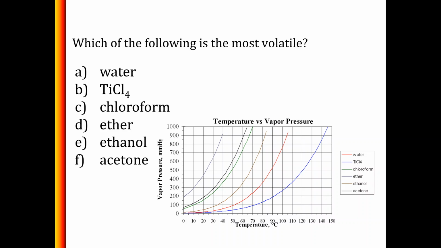Okay, so the first one, it says, which of the following is the most volatile? So there's a legend over here. I know it's probably a little hard to see. Hopefully you can read it. But it wants to know which of these is the most volatile. Okay, so just find the line that you think represents the most volatile compound. Try to find it on this list, and that should be your answer.